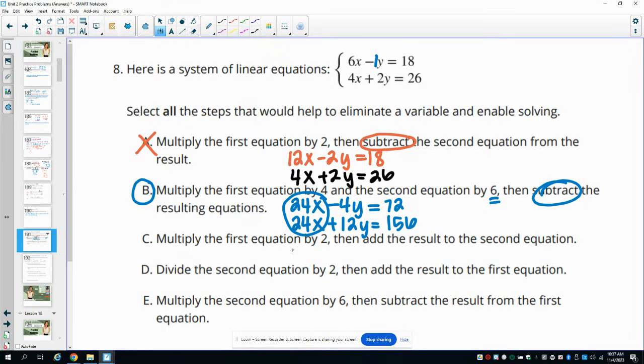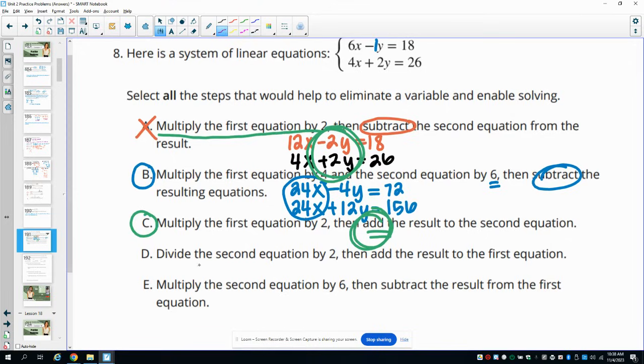Part C, multiply the first equation by 2, then add the result. So this is going to be this same thing we did right here, except they changed subtract to add, which would be good because we have opposites in front of the y. So part C is good.